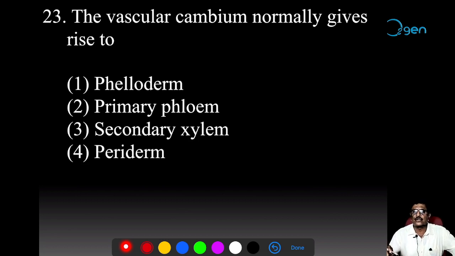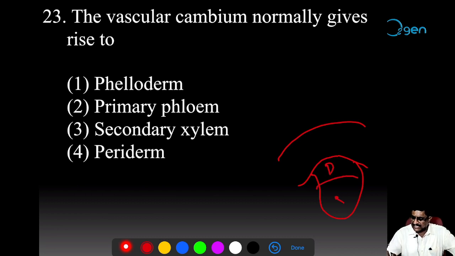Next, vascular cambium normally gives rise to vascular cambium. So the vascular cambium is present inside the vascular bundle, here is the phloem and here is the xylem. In between these two is the presence of cambium. Earlier the phloem is already there, it is primary phloem. If the cambium produces, that should be secondary phloem. Here the secondary phloem option is not given.